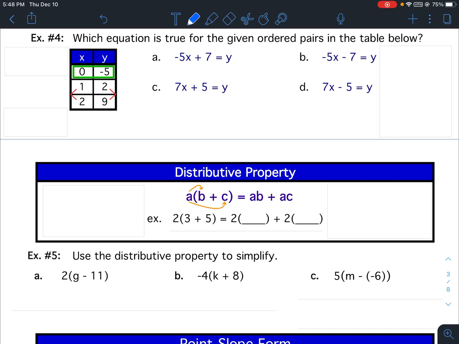Relating slope and y-intercept to linear equations. Lesson 7 notes, example number 4. Which equation is true for the given ordered pairs in the table below?